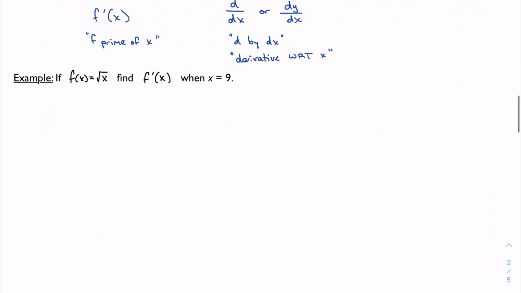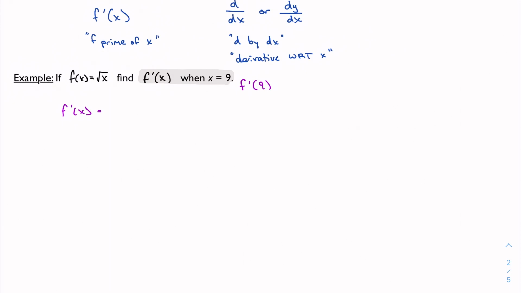So let's practice a little bit with our limit definition. If f of x is the square root of x, find f prime of x when x equals 9. In other words, find f prime of 9. You can see it notated that way as well. And again, we're going to find this derivative from first principles, which means we're going to use the limit definition of the derivative. So let's just start by finding f prime of x. That's probably a good way to go.